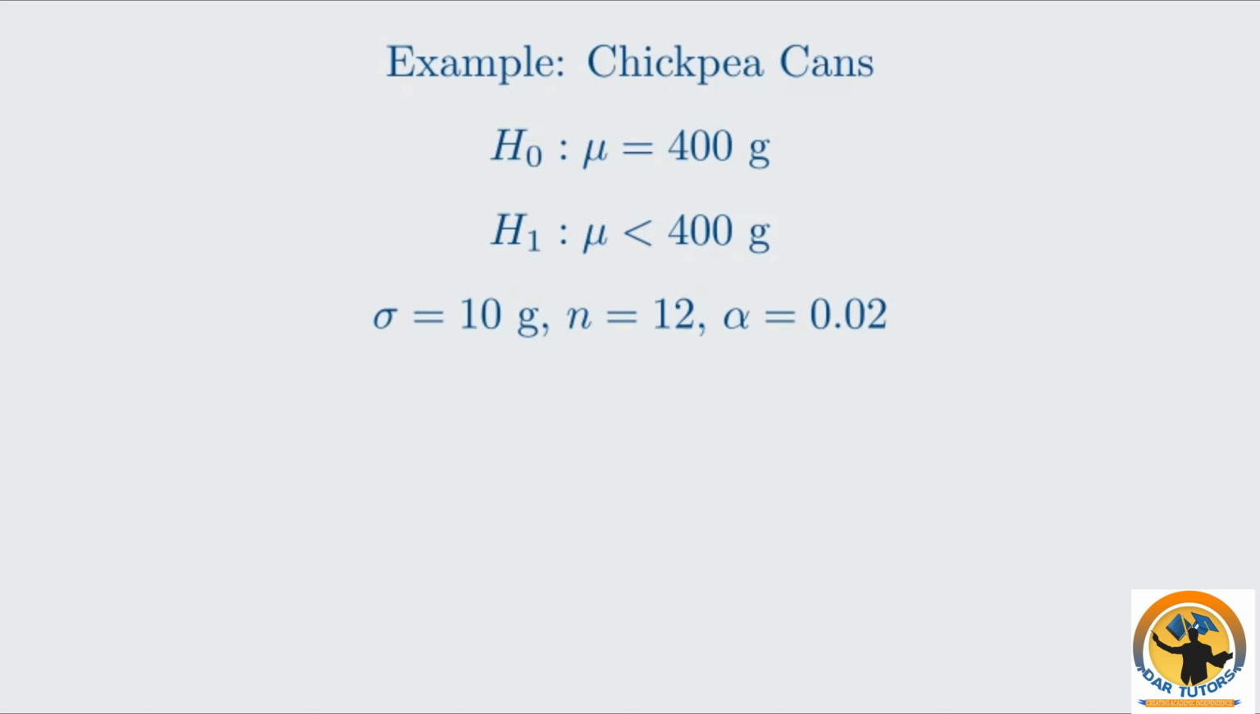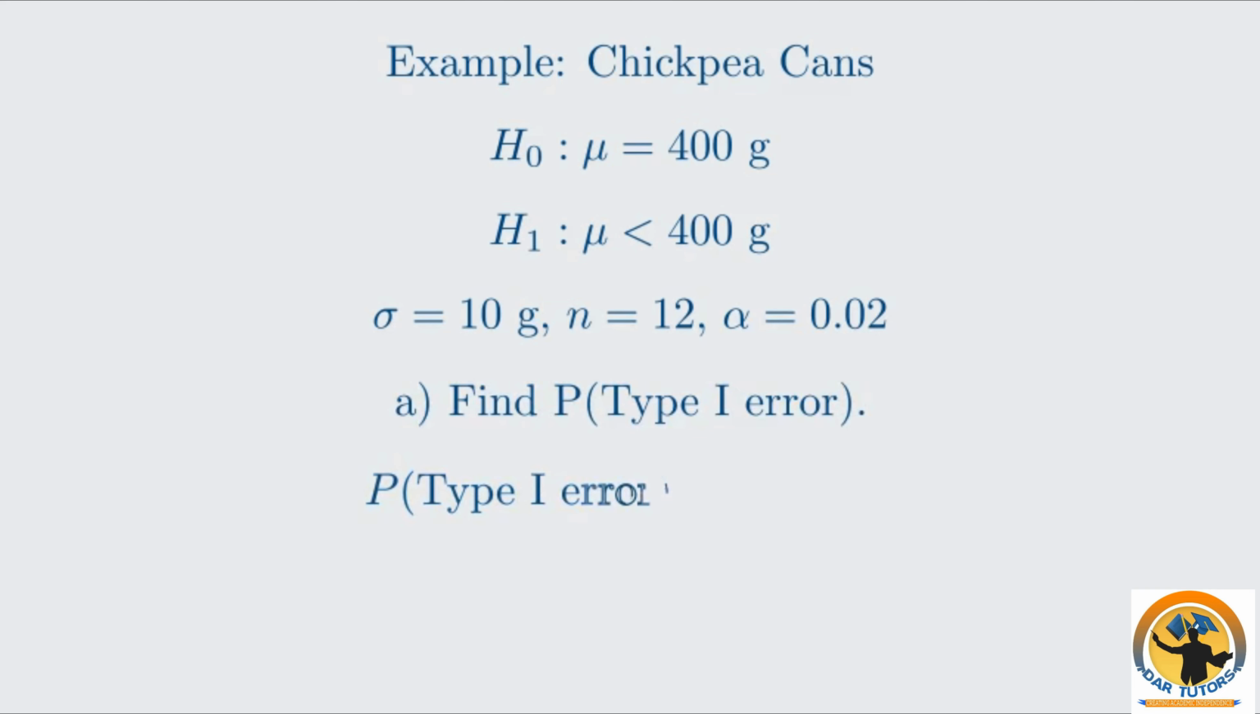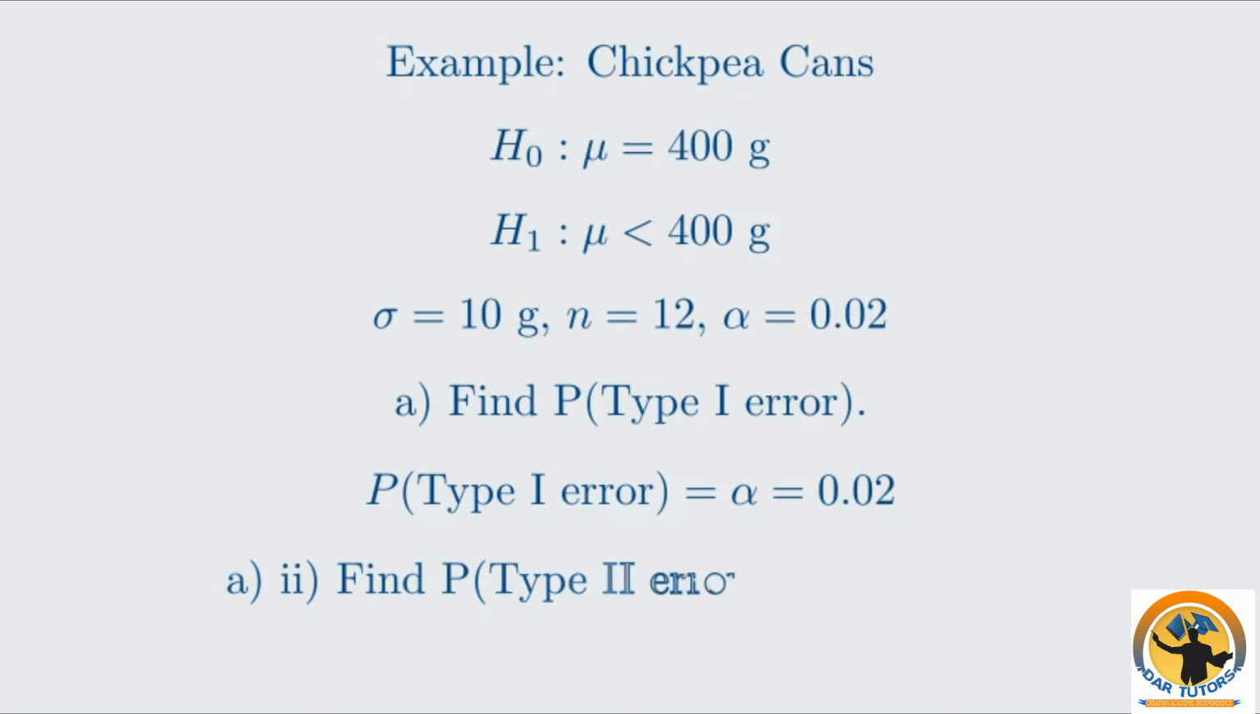First, let's find the probability of a type 1 error. This is straightforward. By definition, the probability of a type 1 error is equal to the significance level, alpha, so it's 0.02. Now let's find the probability of a type 2 error, given that the true mean weight is 395 g. This is part A2. We are told the true mean, mu1, is 395 g.